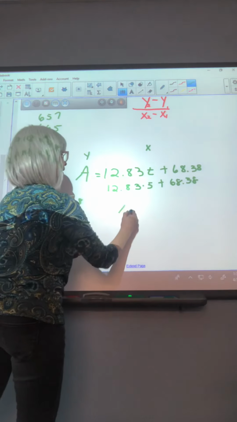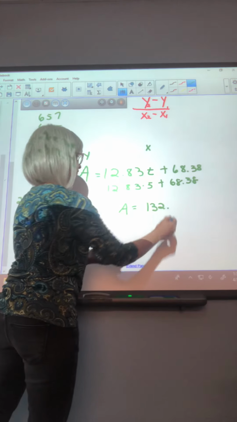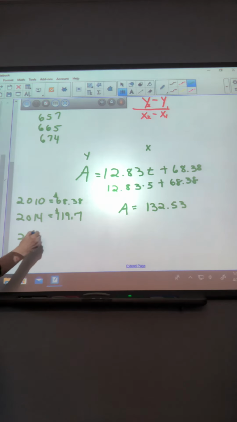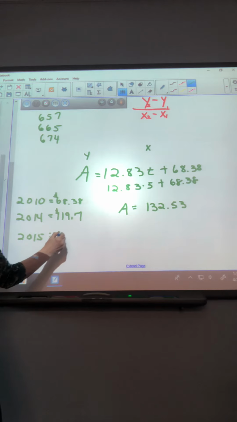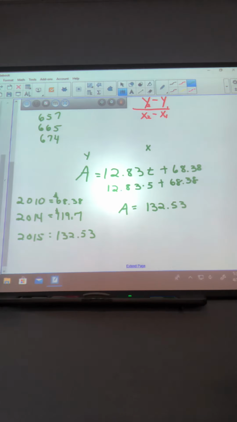So we get A is equal to 132.53 billion dollars. So in 2015, the amount spent was, and remember this is online spending, 132 billion and 0.53, so 53 million. Okay, let's look at B.